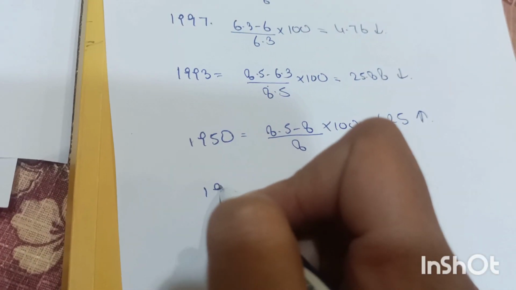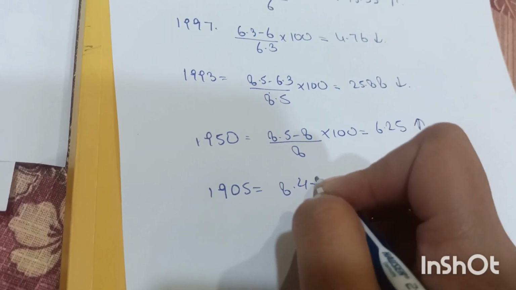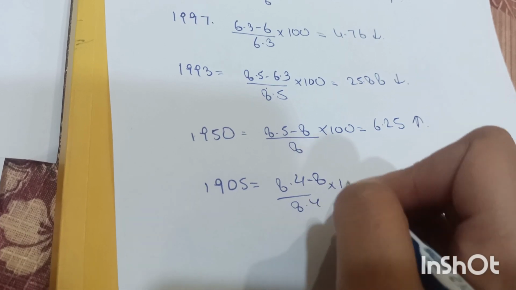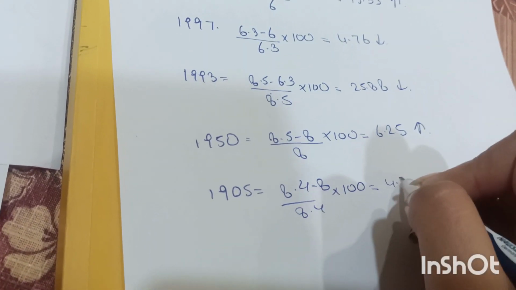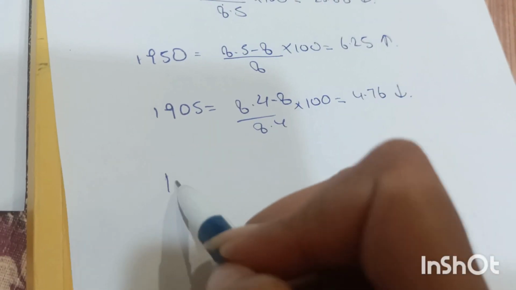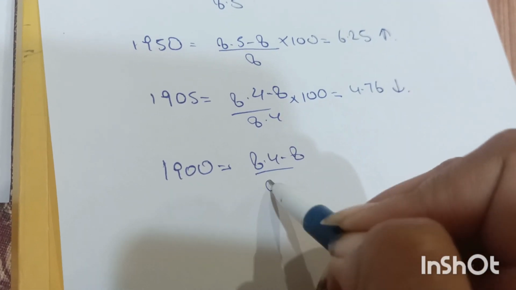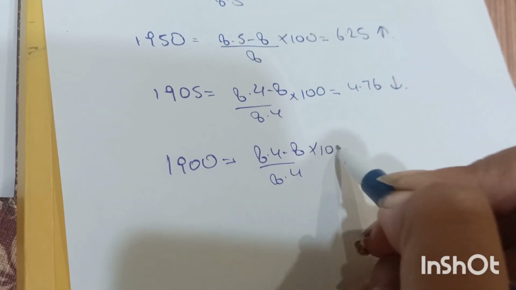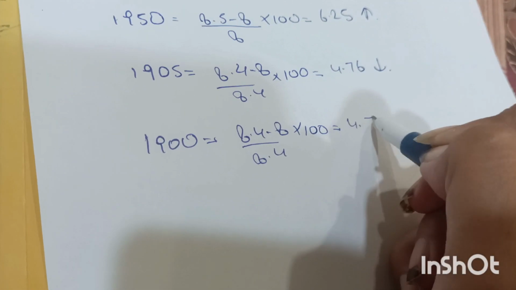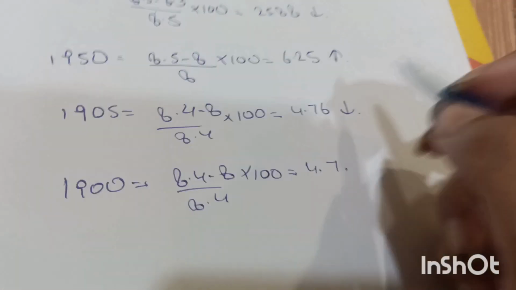Then for 1905 you have to find by 8.4 minus 8 upon 8.4 into 100, 4.76, and there is a decrease. For 1900 you have to do 8.4 minus 8 upon 8.4 into 100, so you will get the value as 4.7, and this is a decrease.